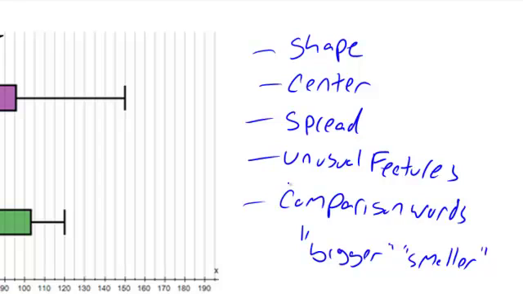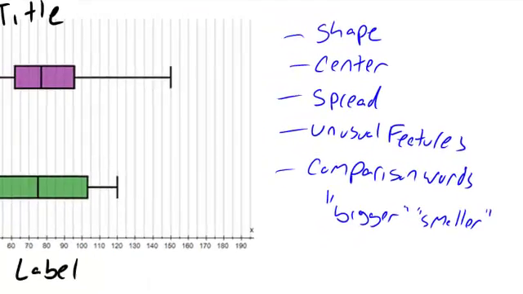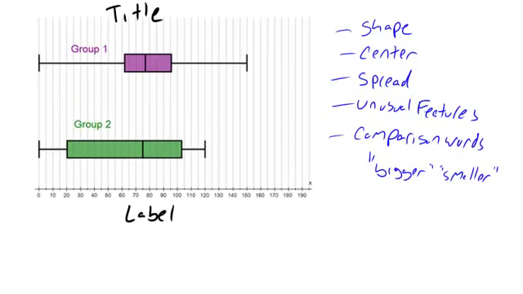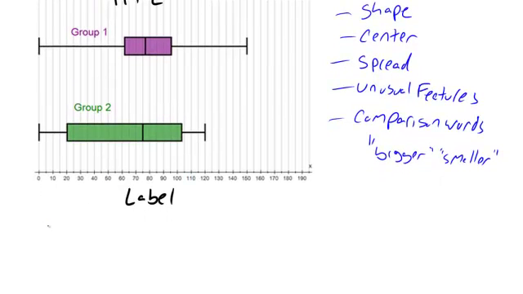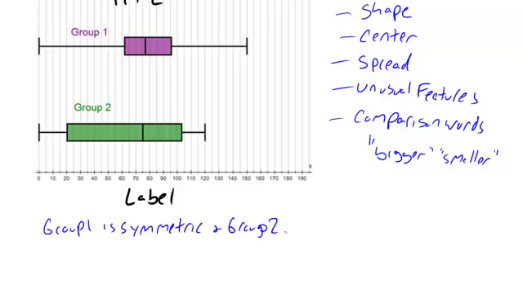So let's do that. First thing I'll look at group 1, group 2. I can't really compare using words for those two, so I'm going to say group 1 is symmetric. Group 1. And group 2 is a little skewed to the left. Slightly skewed left. Okay, so that's a shape. Check.